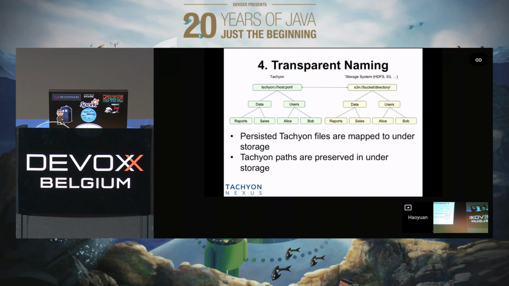And another important feature is transparent naming. This feature means that you have the Tachyon namespace, and under Tachyon you have the under storage, say HDFS or Amazon S3. You need to configure Tachyon paired with one or more persistent storage systems. Previously, Tachyon stored the data in persistent storage using a naming convention only understood by Tachyon. So now we change it.